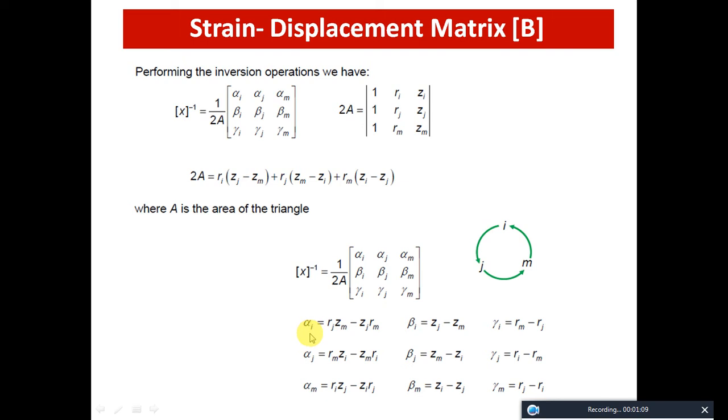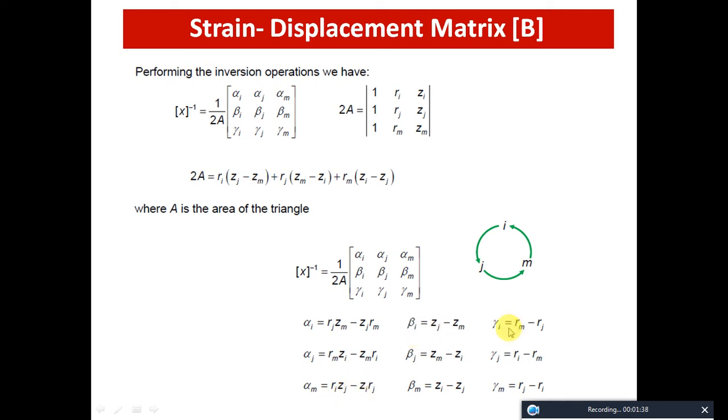So when it is alpha i, it would be rj zm minus, you just reverse this order, so what you will get? zj rm. Similarly, alpha j means after j you have m and then i, so rm zi minus, you just reverse the order and the variable. Similarly for m, after m you have i and j, so ri zj minus zi rj.